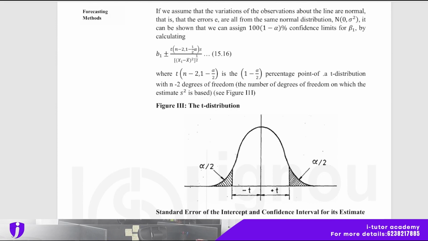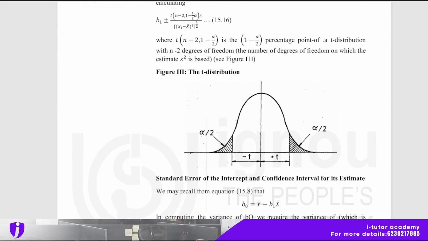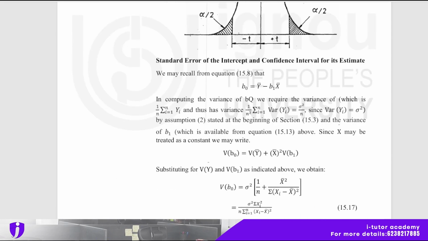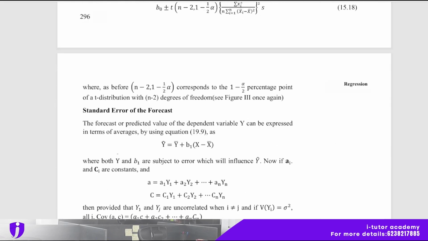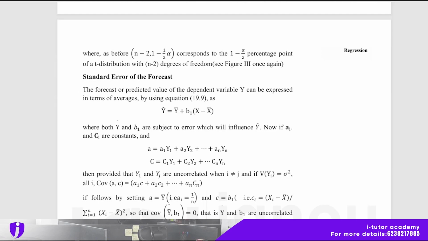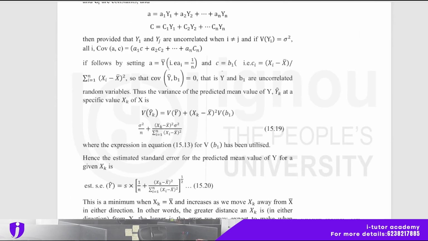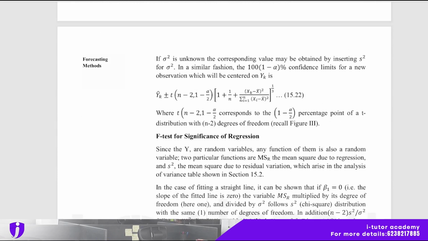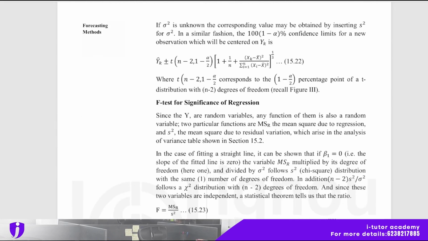One figure is also here, this is a t distribution, figure 3. Then the standard error of the intercept and confidence interval for its estimate. Go through your IGNOU study material. The standard error of the forecast is also explained here with the equation, and it will be more clear for you. And the F test for significance of regression.